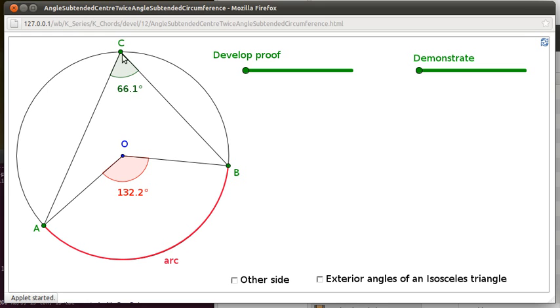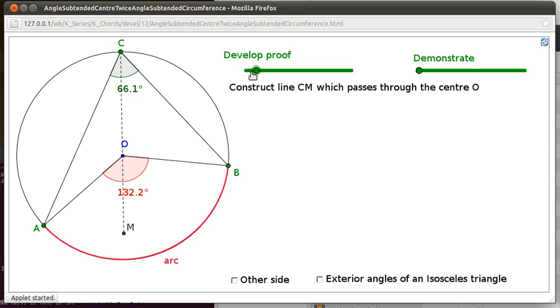So the first thing you do is you draw a line from point C through point O, and I've made it stop here, and we're calling this point M. And you see we've made two triangles. We've made this triangle OAB and another triangle OCB.